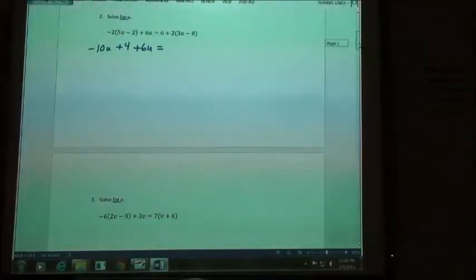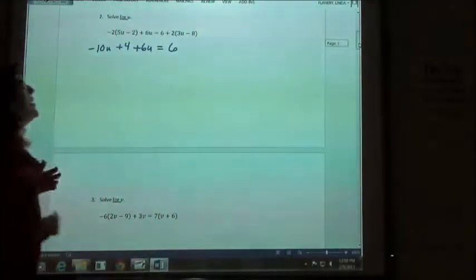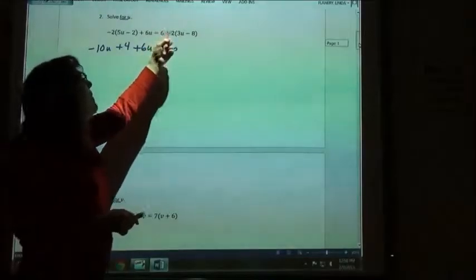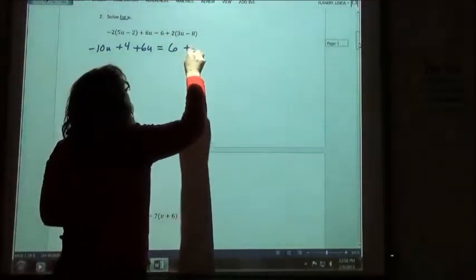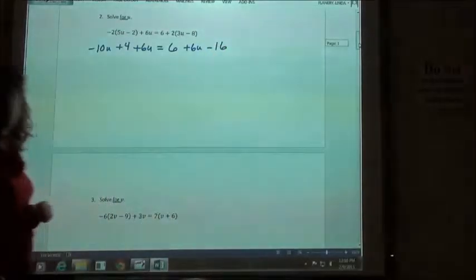Equals. On the other side, we're going to bring down the 6. And then don't put your sign till you actually multiply because you want the sign of the answer. In this case, it's not going to change, but sometimes it does. Positive 6u and negative 16 when I multiply those by 2.